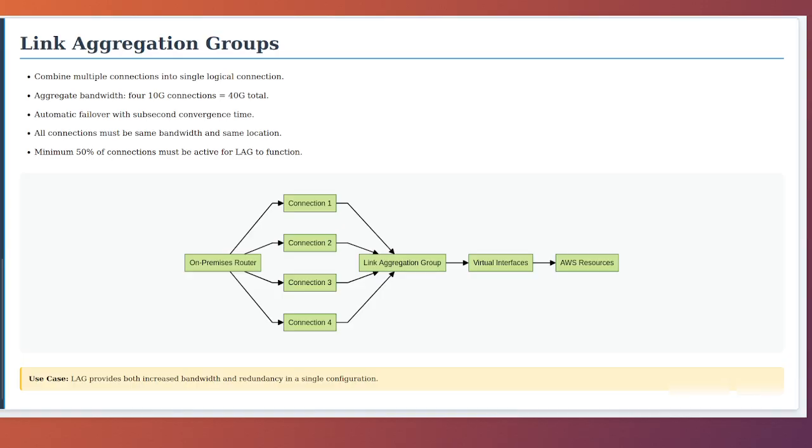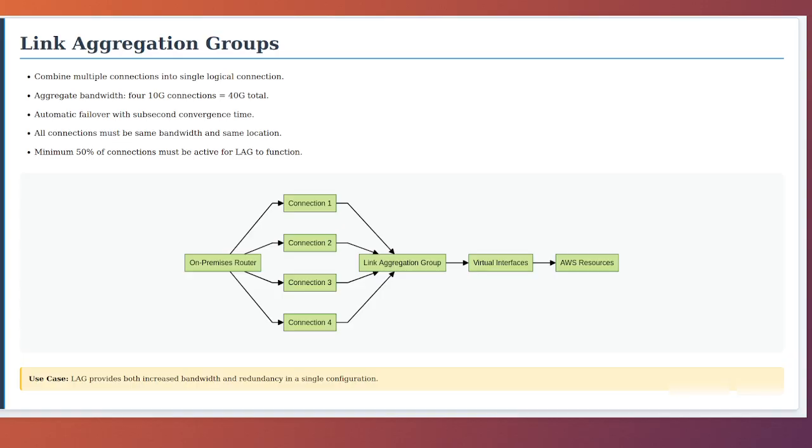There are specific requirements for creating a LAG. All connections in the LAG must have the same bandwidth. You cannot mix a 1 gigabit connection with a 10 gigabit connection in the same LAG. All connections must terminate at the same Direct Connect location. You cannot create a LAG with connections from different locations. All connections in the LAG must use the same AWS device, though AWS handles this automatically when you create the LAG.